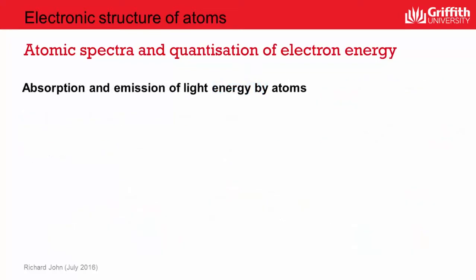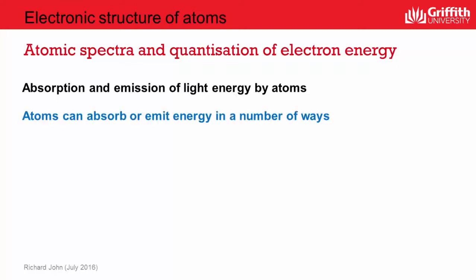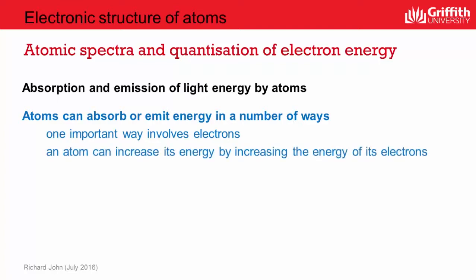Now, understanding the atomic emission spectra of elements such as hydrogen and helium that we saw earlier involves understanding how light, or electromagnetic radiation, interacts with atoms. Now, atoms can absorb or emit energy in a number of ways. One important way involves electrons. An atom can increase its energy by increasing the energy of its electrons.